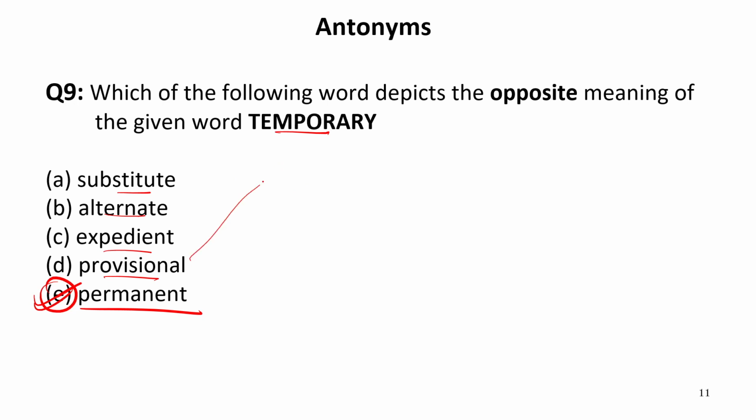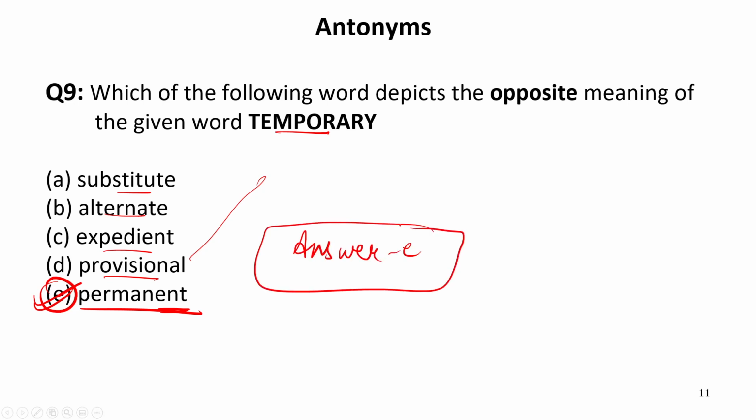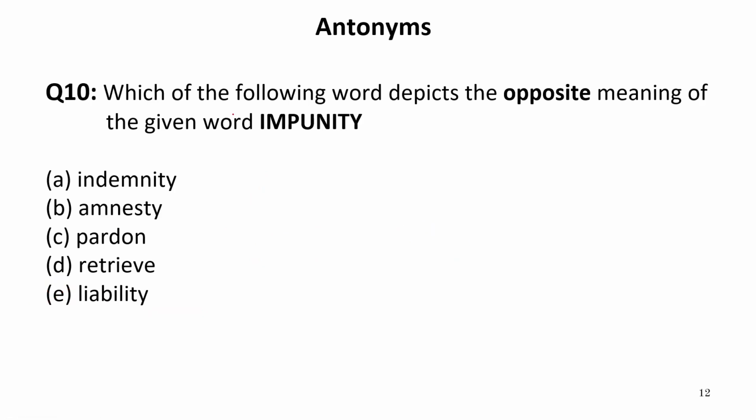Provisional is somewhere like temporary. So it can be the synonym of temporary. Permanent is which is long lasting, which is forever. So our answer is E, that is permanent. So the opposite of temporary is permanent. Now let us move to the next one.